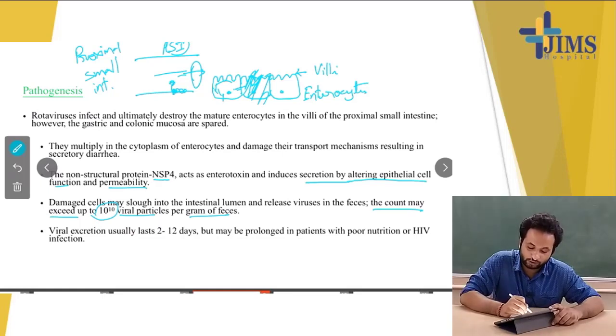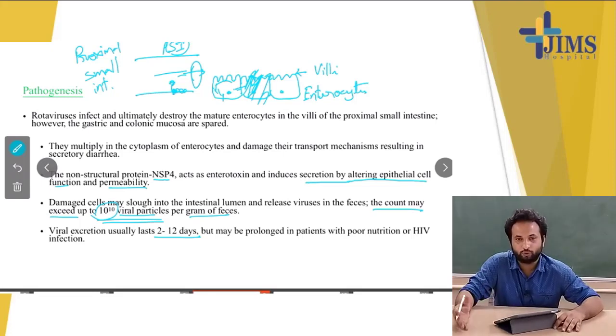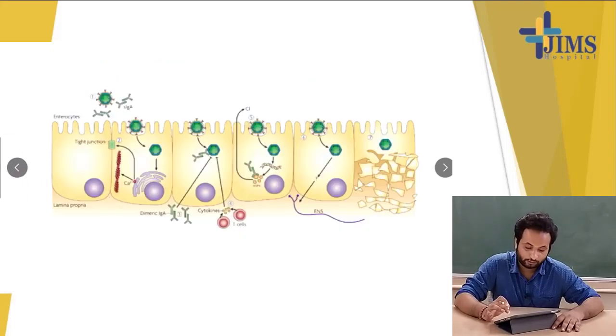So a very high viral load is seen in the feces of patients infected by rotavirus. Okay, so viral excretion usually lasts for 2 to 12 days, but may be prolonged if the patient is on poor nutrition or is HIV infected. Okay, so this is your overall picture.